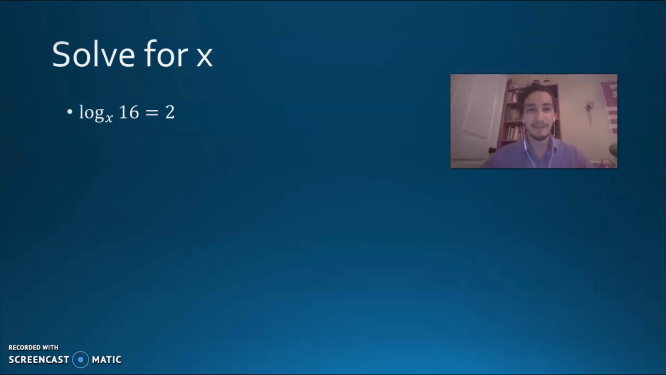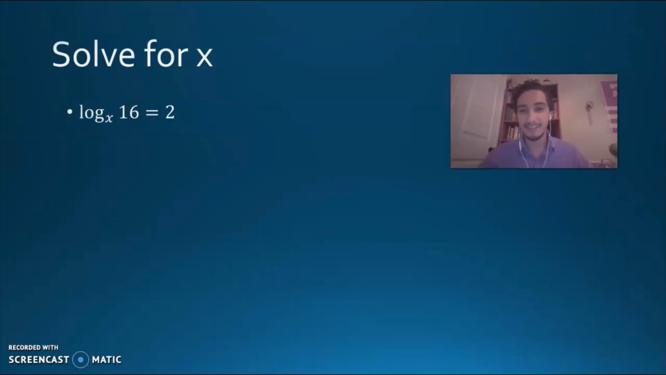Alright, so here's another example for you guys. We have log base x of 16 is equal to 2. Take a minute to solve this, but if you need a hint, think about it this way. What base raised to the power of 2 is equal to 16? Take a minute, solve that now.